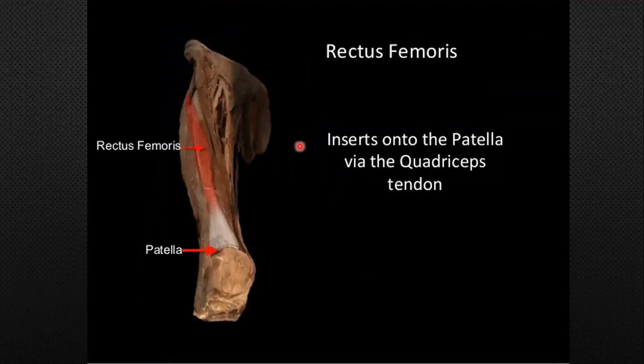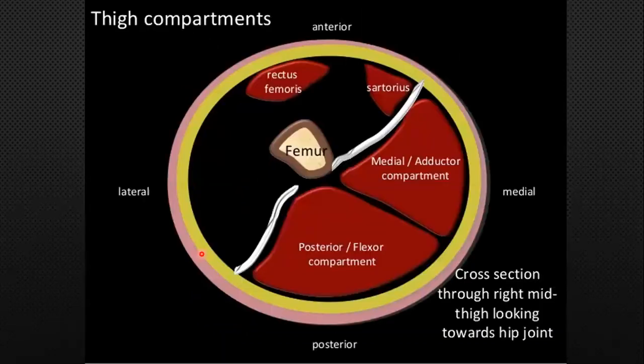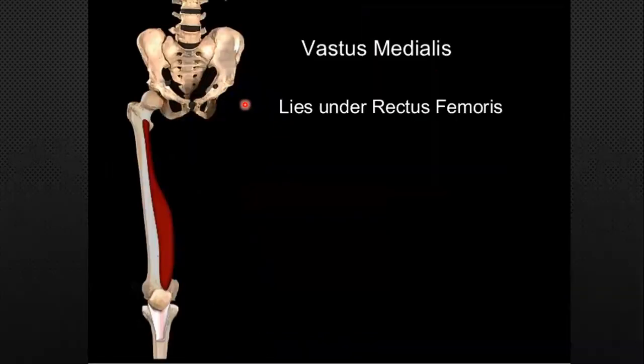Now, the point to be noted is that all the quadriceps muscles insert upon a common tendon. Okay, they insert on the patella through a common tendon, which is known as the patellar tendon or the quadriceps tendon of the patella. This is the position occupied by the rectus femoris muscle in the thigh.